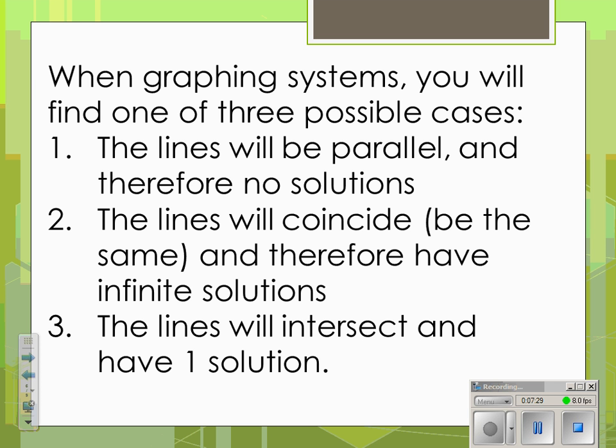Sometimes the lines will coincide, or in other words, they'll graph on top of each other, so they are technically the same line. In that kind of a case, every point that's on one line lies on the other line. So there's an infinite amount of solutions in that kind of a system. The third thing that could end up happening is that the lines are going to cross or intersect. That one intersection point provides your one solution.